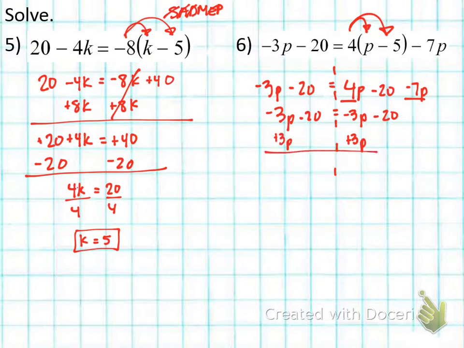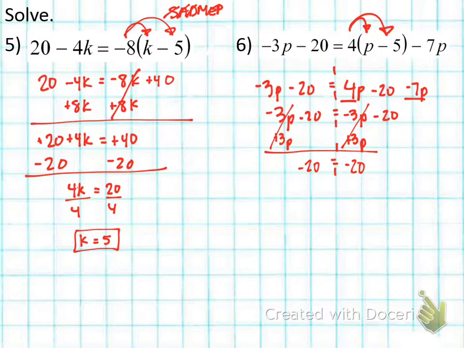Okay. Now look what happens here. We got negative 3p plus 3p that cancels out. Negative 3p plus 3p also cancels out. Do I have any more p's up there? No, I have negative 20 is equal to negative 20. Is that true? Does that make sense? Is negative 20 equal to negative 20?